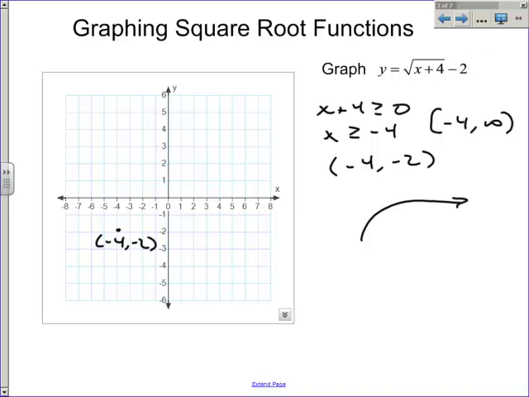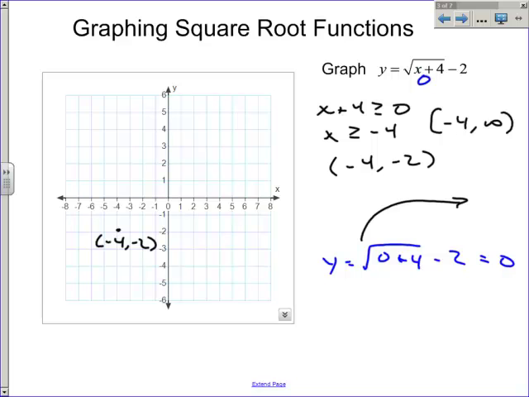Well, I find the y-intercept by setting x equal to 0. If I set x equal to 0, 0 plus 4 is 4, square root of 4 is 2. Let me work this out for you real quick. I'm going to put y is equal to the square root of 0 plus 4 minus 2. Square root of 4 is 2. 2 minus 2 is 0. So when x is 0, y is 0.